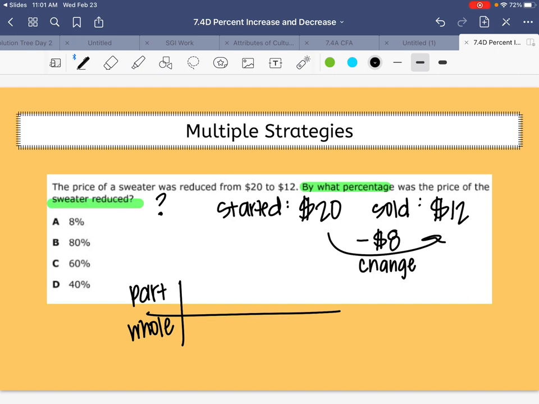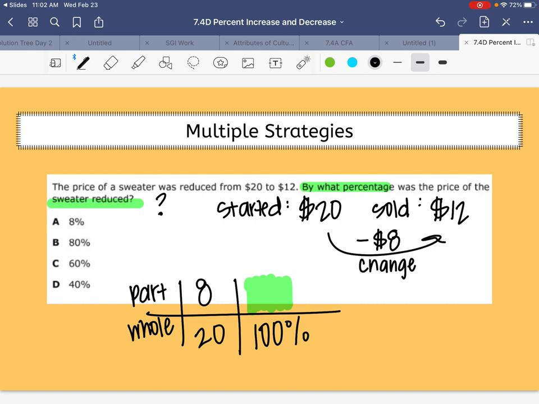Now, 12 is a part of 20, but it is not the part that I'm looking for, because I don't want to know what percent I'm paying. I want to know what percent it was discounted or reduced. So my part here will be 8 out of the original whole of 20. And then we want to know what percent that is out of 100%. And so we want to create equal ratios or equal fractions.